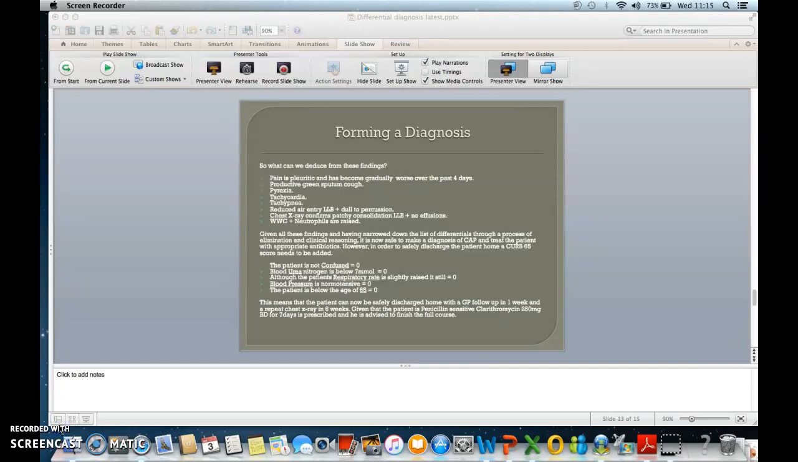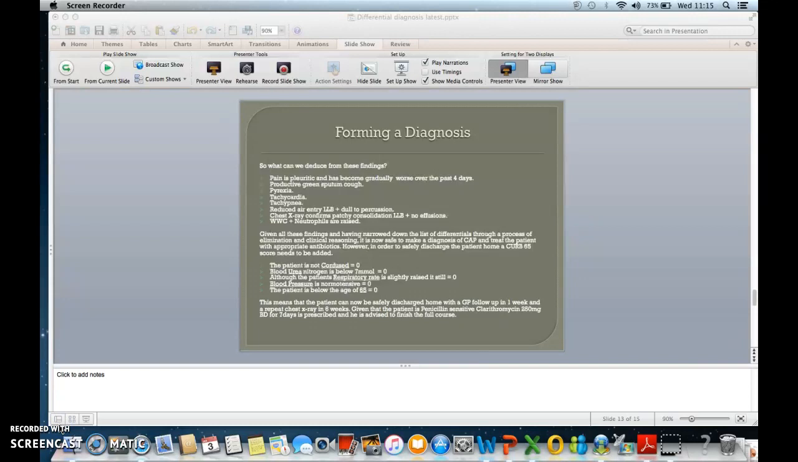Given all these findings and having narrowed down the list of differentials through a process of elimination and clinical reasoning, it is now safe to make a diagnosis of CAP and treat the patient with appropriate antibiotics. However, in order to safely discharge the patient home, a CURB-65 score needs to be added.